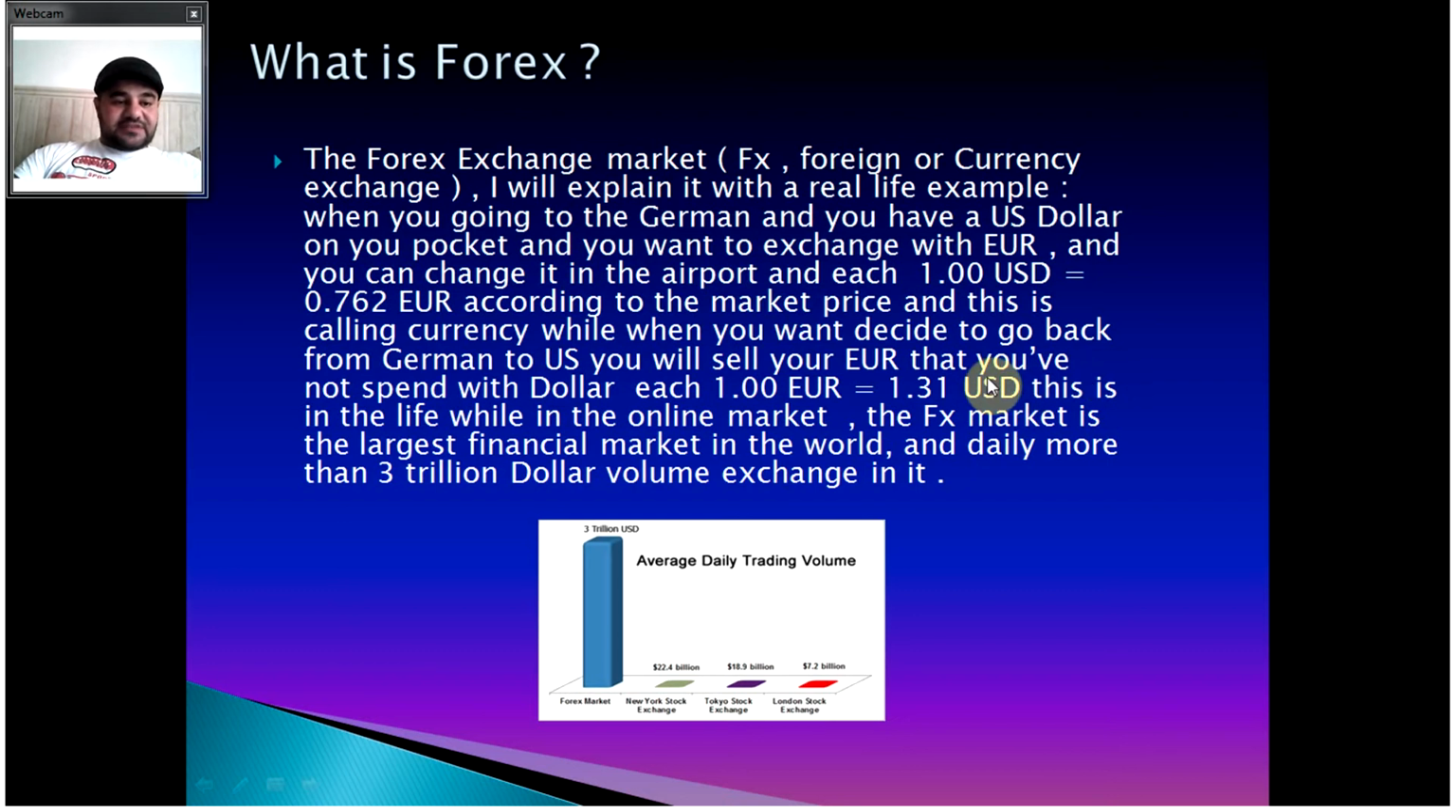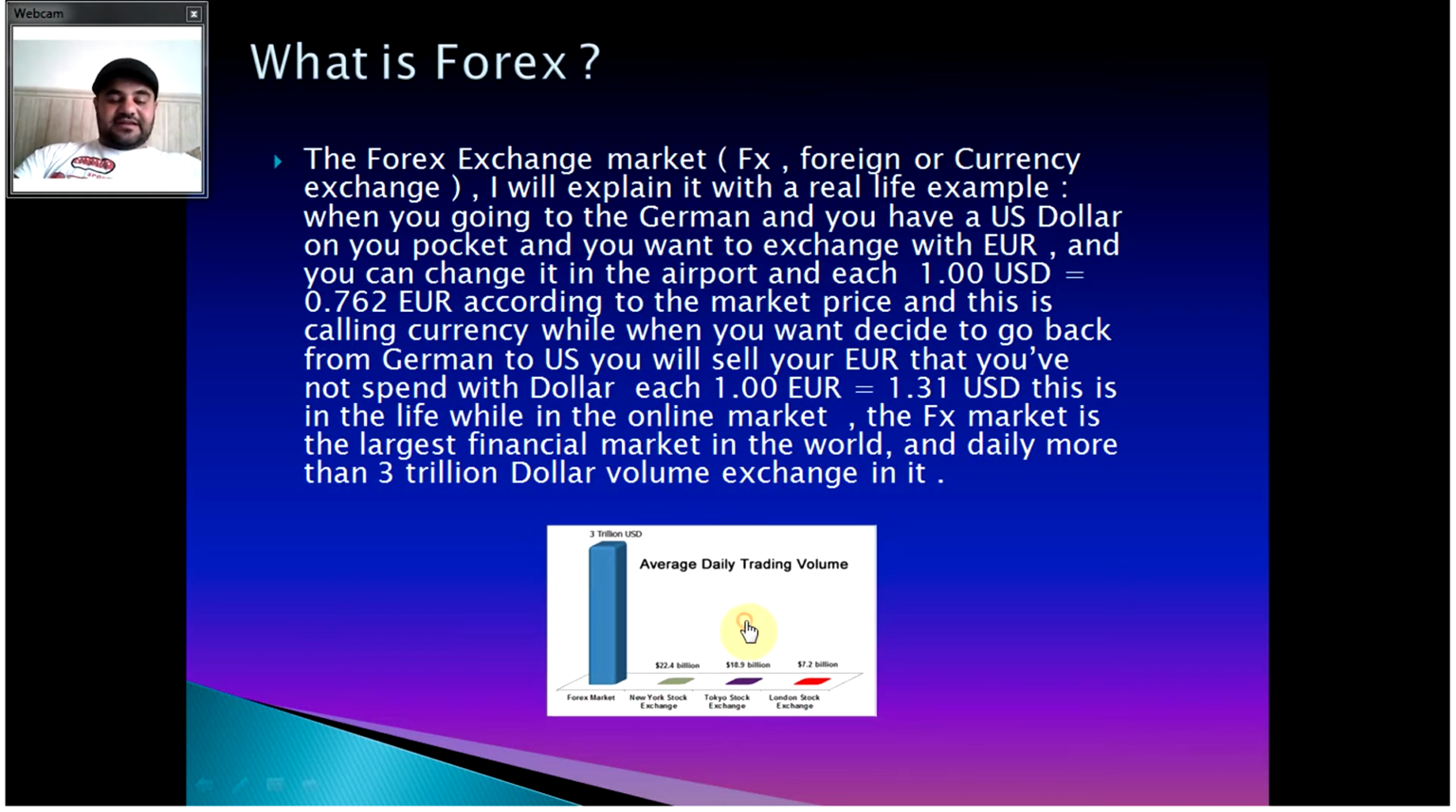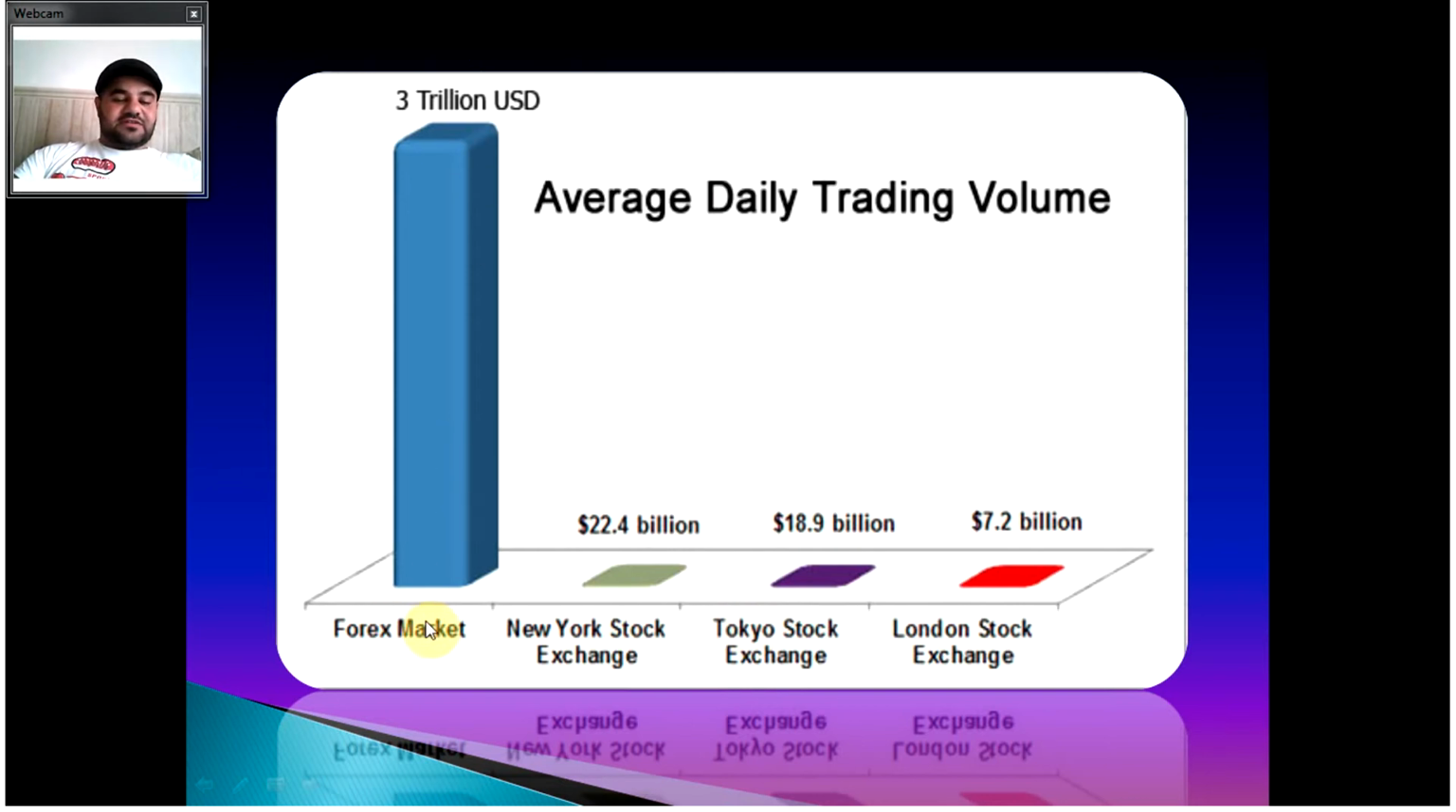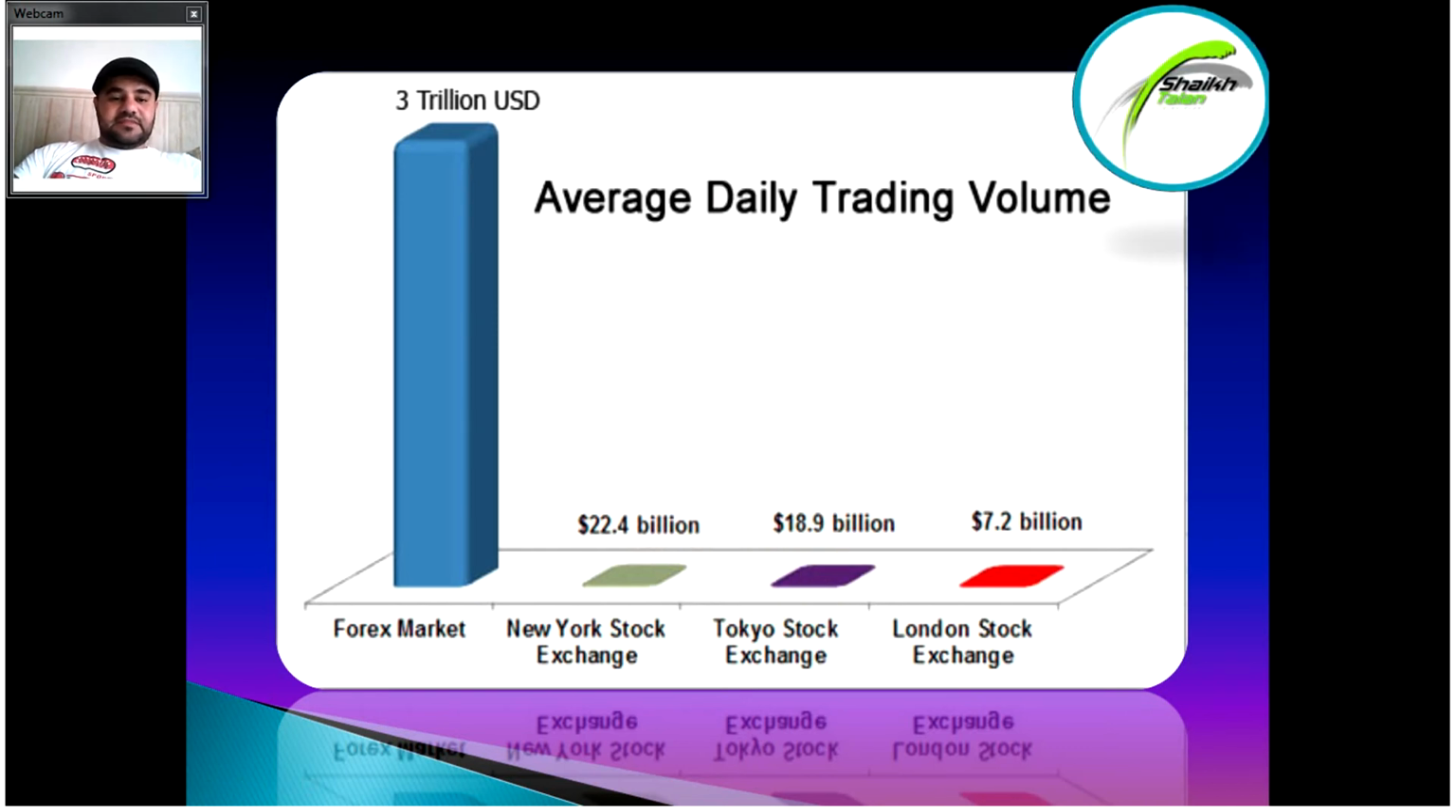And I want to tell you something else about this market. This market is very big. It's a very huge market that exchanges about $3 trillion in volume daily. It is a very huge amount of money. In a chart you're going to understand it a little bit better. If you see, this is the forex market and the average daily trading volume is $3 trillion. It's very big, unlike other markets like the New York stock market, Tokyo stock, or London stock market, which are only 22.4 billion and so on. Anyway, let's just focus on forex because we are forex traders.